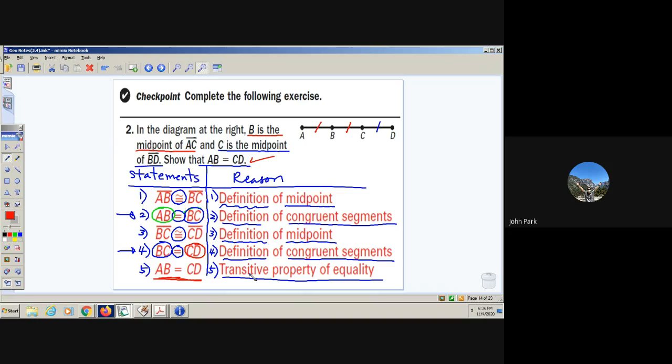Again, I could have used the substitution property here as well. I could have just substituted AB for BC here, because BC and AB are equal to each other. So the transitive property and the substitution property kind of go hand in hand. You can use either one of them because they both work on most of those cases. Okay. So that's how we do a two-column proof.